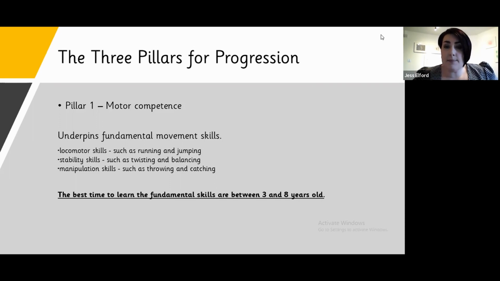There's been a very, very recent, as of Friday, Ofsted review around the subject of PE. And they've come up with these 3 pillars that are underpinning everything for progression. The first pillar is motor competence. That is their fundamental movement skills. That's being able to move effectively in the way they need to move to be successful in a particular activity.